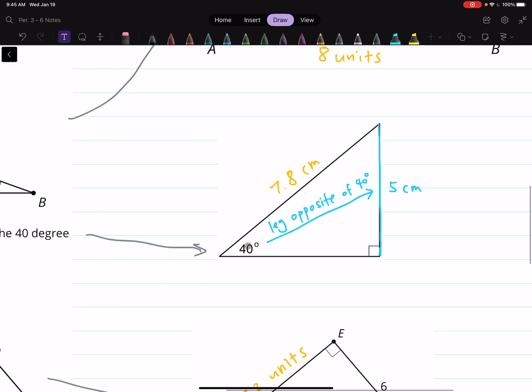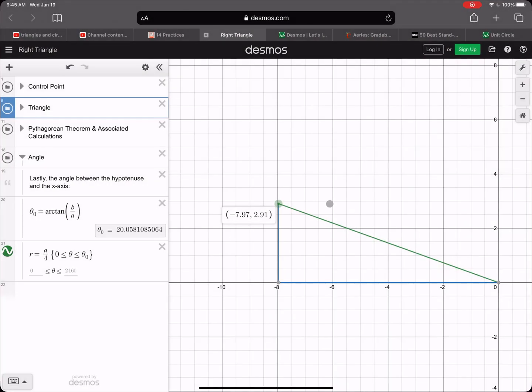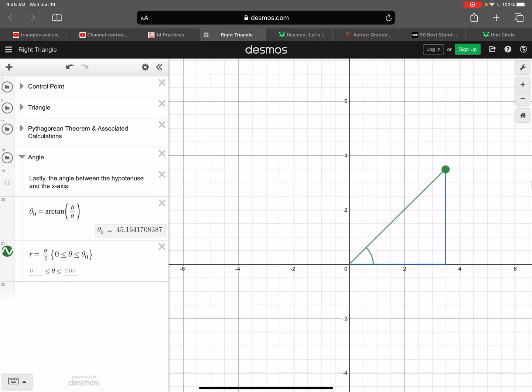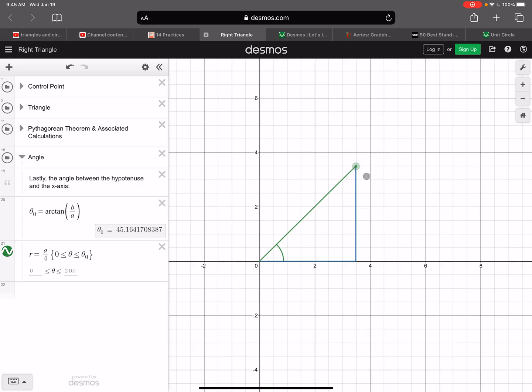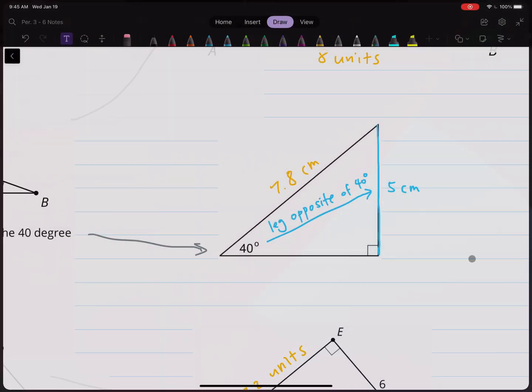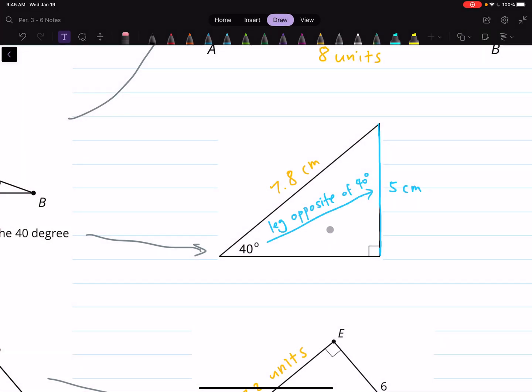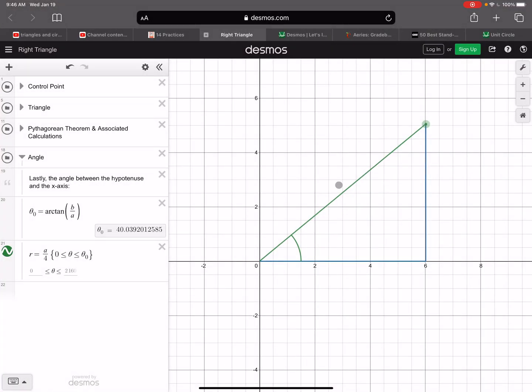So we got 40 degrees, and then this is 5 centimeters. How did I get 7.8, right? So we have to use the tool again. So we go here, and then we go boom, boom. Let's go to about 40 degrees. So that's about 40 degrees. And we need to get it 5 centimeters high. So that's about 5 right there. 40 degrees, 5. And then we have to see that this length is about 7.8.